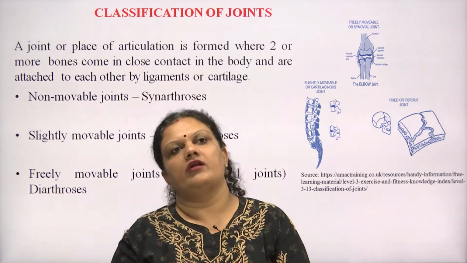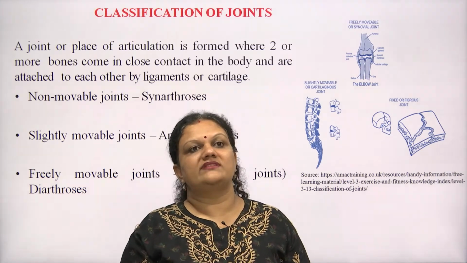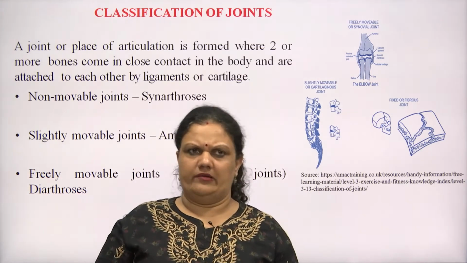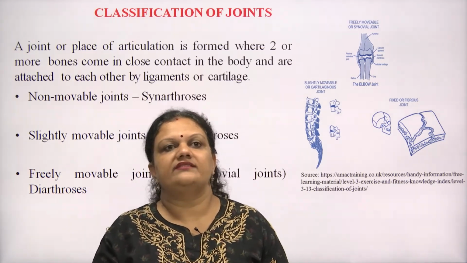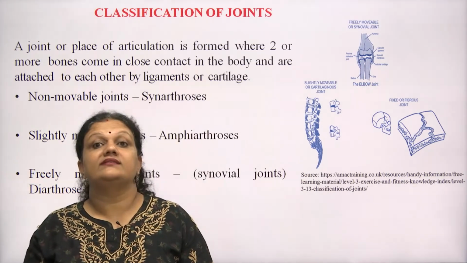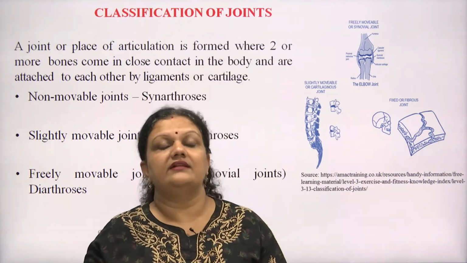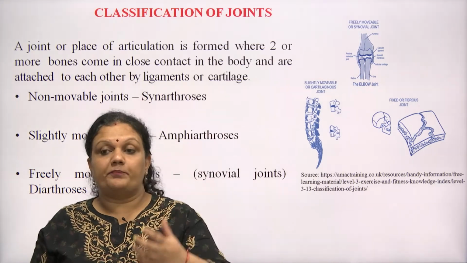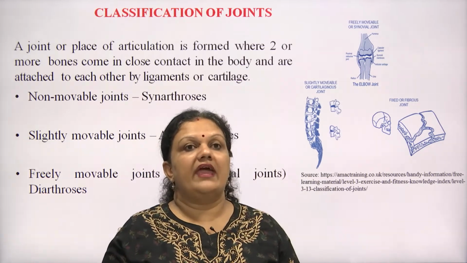So, a joint or a place of articulation is formed where two or more bones come in close contact in the body, in any area of the body, and are attached to each other by the presence of ligaments, or sometimes cartilaginous tissues, or sometimes extracellular membranes, which ultimately support the articulation process from which movement arises.